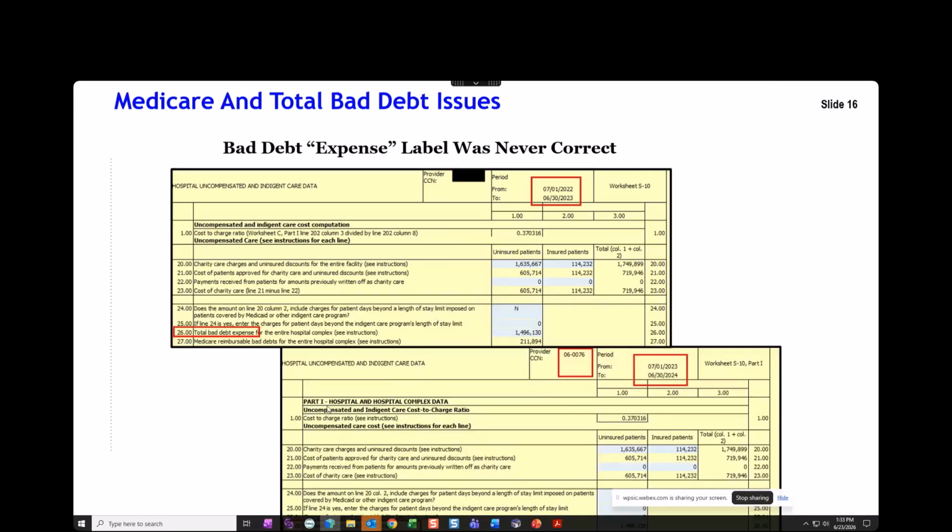So I mentioned before that the bad debt expense label was never really correct to begin with. And it's a little shrunk down here, but they used to use the words total bad debt expense in the older lines. And I know you can't see it, it's probably blocked, but now they're using the term total bad debt amount. So they've genericized that term. That's fine, that's better. The instructions were always correct. They always talked about it needing to be a write-off, but it was always a kind of pet peeve of mine that they use that term expense here to begin with.